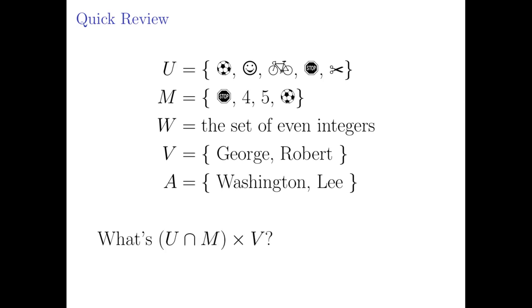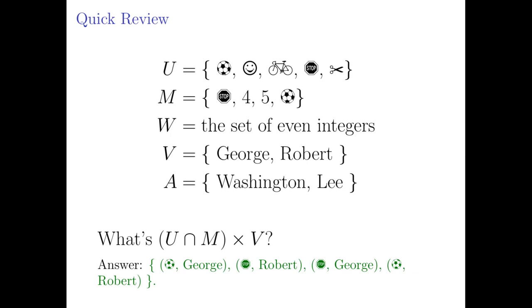What do we do if we get U intersect M and then cross that with V? Now we also get 4 ordered pairs, which is the soccer ball and the stop sign cross-producted with George and Robert. So we get the Cartesian product, which is those 4 ordered pairs of each combination. Make sure you look through that list and understand how we got all those.